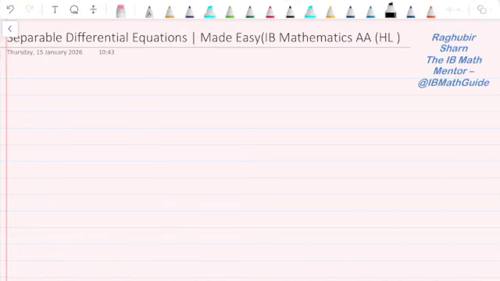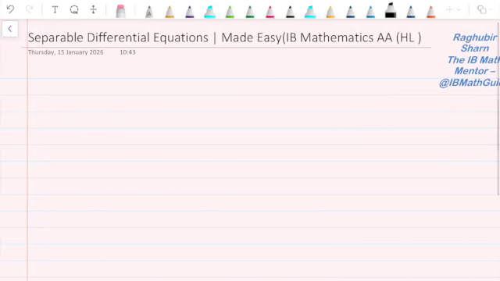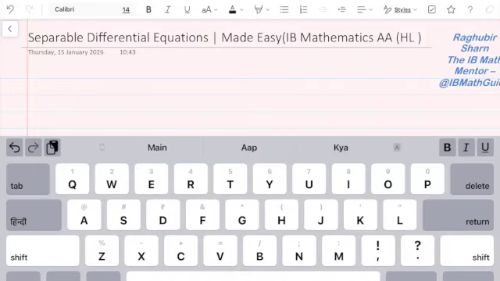The topic is separable differential equations made easy for IB mathematics, the AHL. In this video we will learn how to solve differential equations using the method of separation of variables. This is one of the most important techniques in IB mathematics, especially for solving first order differential equations step by step. So the key idea.